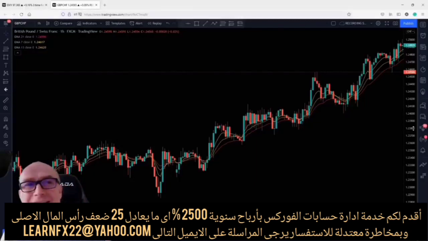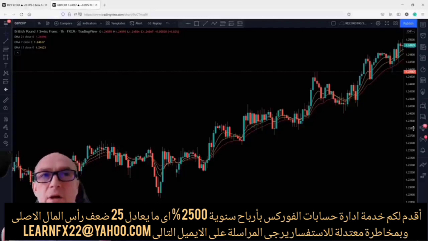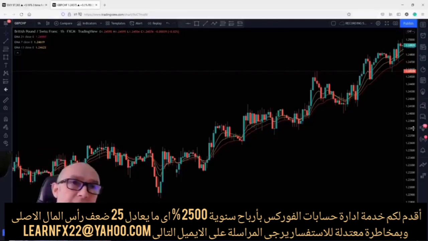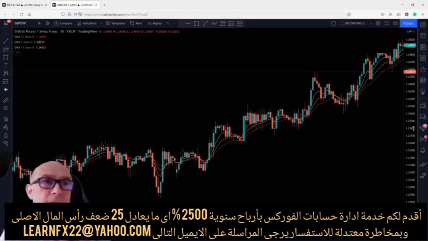Clearly we're in an uptrend here, so I'm looking for pullbacks into the moving averages. I'm looking for the bullish pin bars and the bullish engulfing patterns. Remember, I'm not taking any sell trades. The uptrend is in play, confirmed on the higher time frame as well.